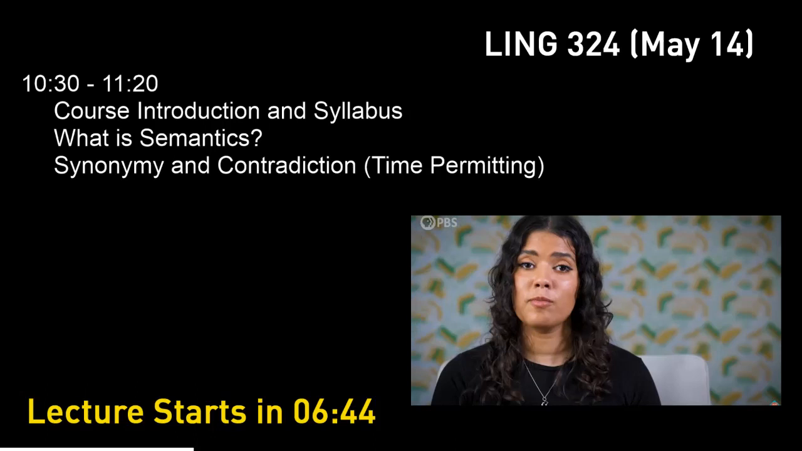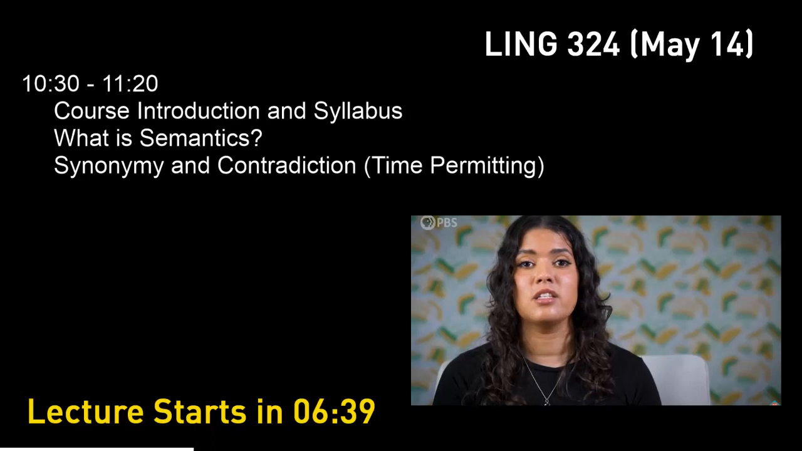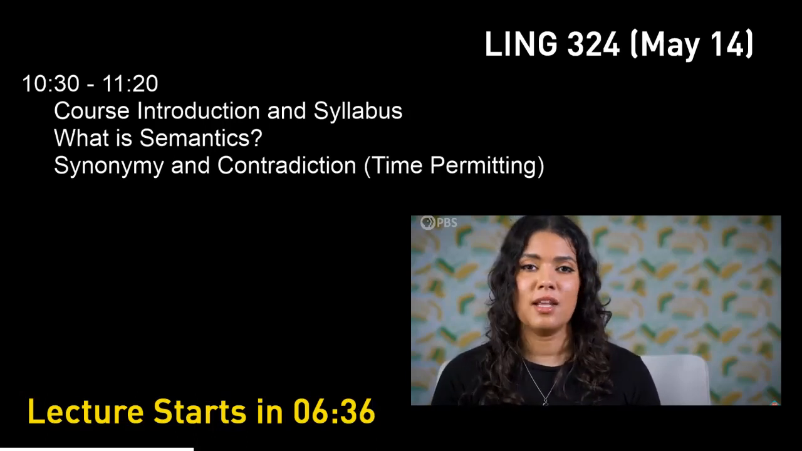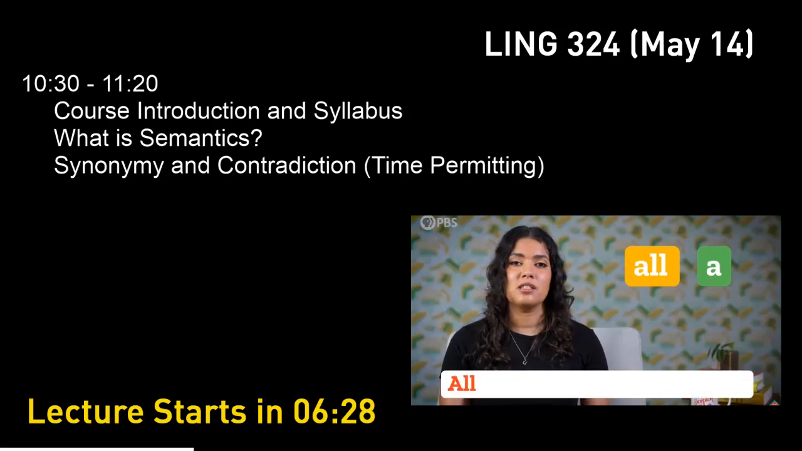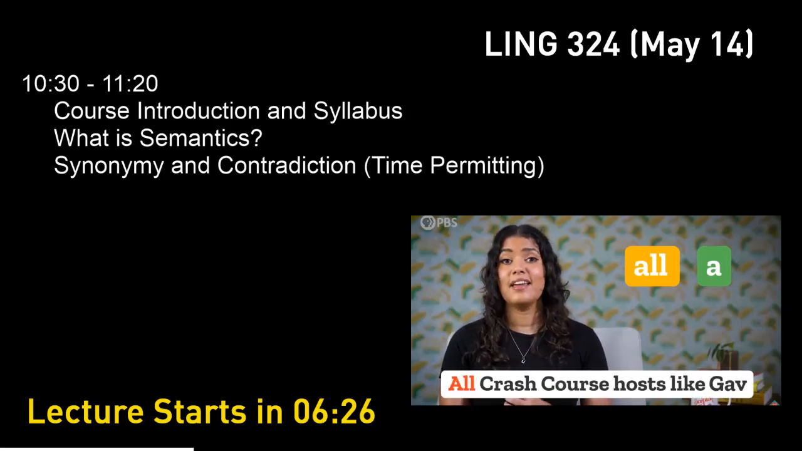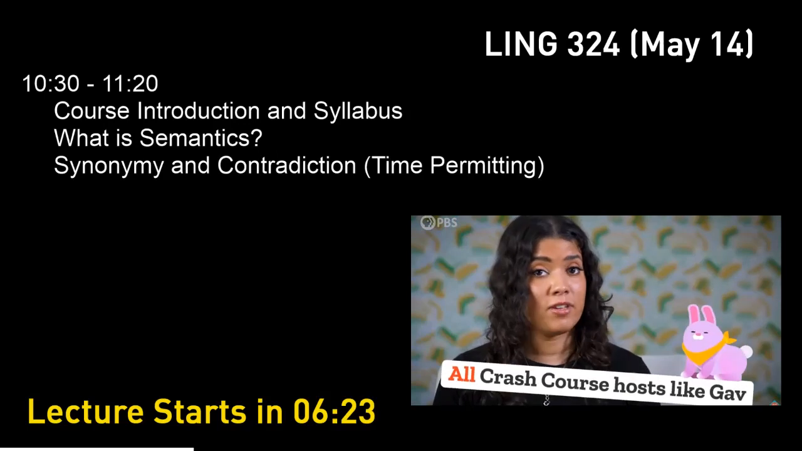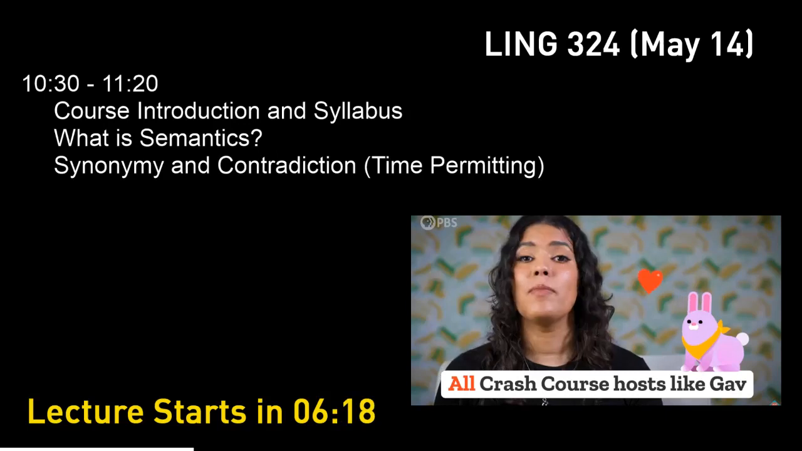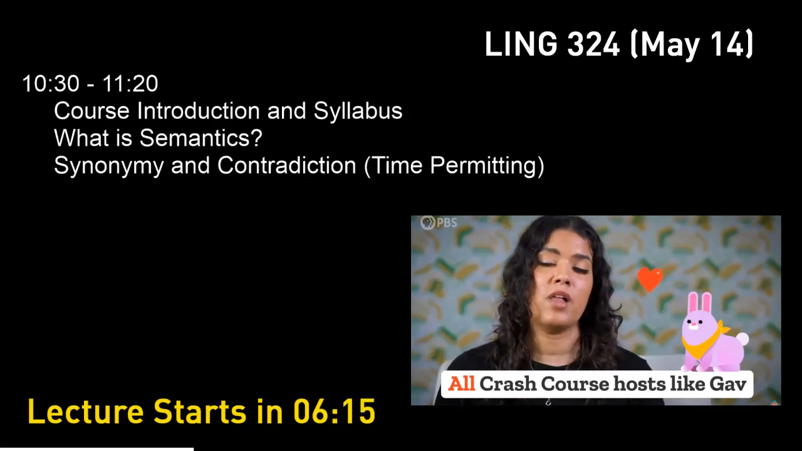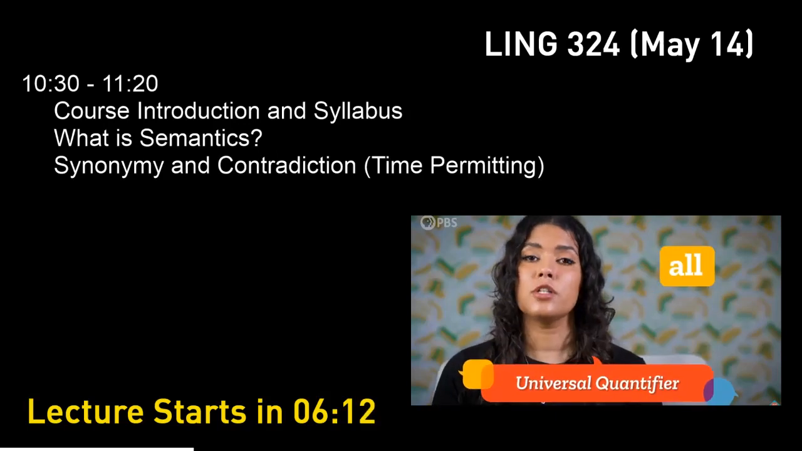At the heart of formal semantics is one assumption. To understand what a sentence means, we have to know when the sentence is true or not. And predicate calculus helps us find the meanings of certain words in those true sentences. To see how predicate calculus works for 2 function words, all and a, let's start with the sentence, all crash course hosts like Gav. If it's true, we can infer that Gav exists, and that since I'm a crash course host, I like Gav. We can't infer how many crash course hosts there are, but we know the sentence applies to all of them, so all is known as a universal quantifier.